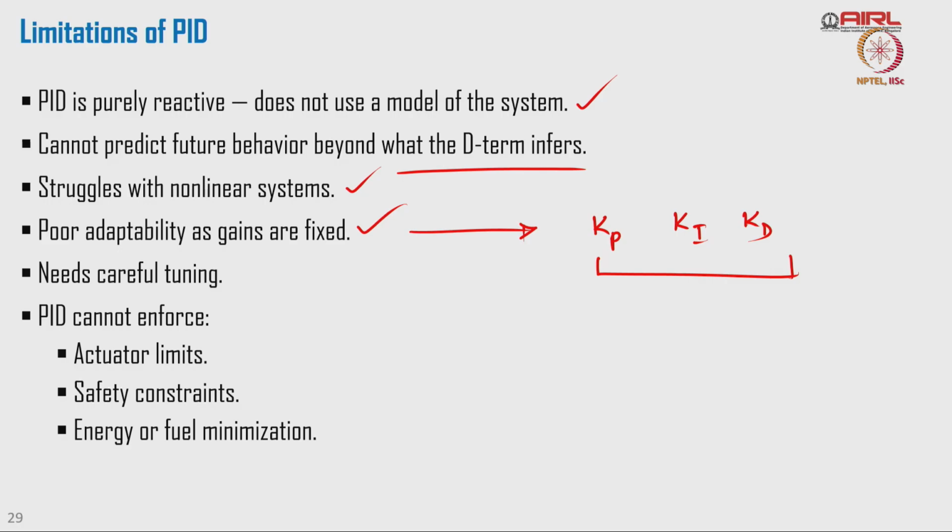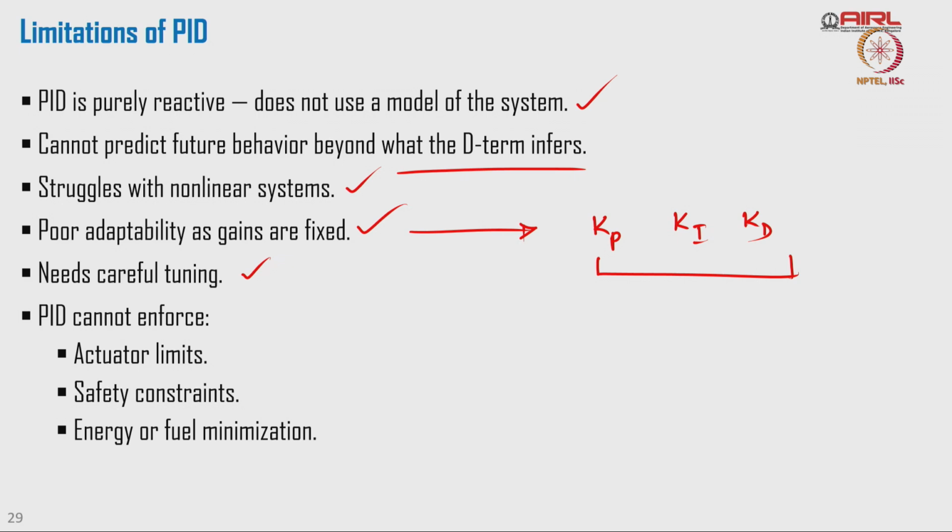Okay. Needs careful tuning. I have already told that we have to tune Kp, Ki and Kd properly. From the example, we have seen that how changing the values of Ki and Kd fixes the system, right. But what we have not shown is that how to get a proper Ki and Kd value, right. So, it needs careful tuning.